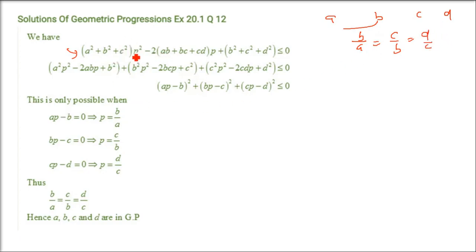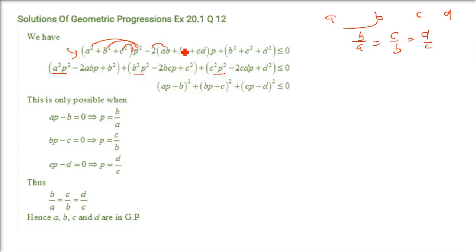Now if you see, these are three terms. Now we'll take one term from the first bracket, second term from the second bracket, third term from the third bracket and combine them. So first is what? A square P square. Then we have minus 2ABP. Then we have B square. So A square P square you take. Then you take B square P square, you put it here. C square P square is here in the third bracket.